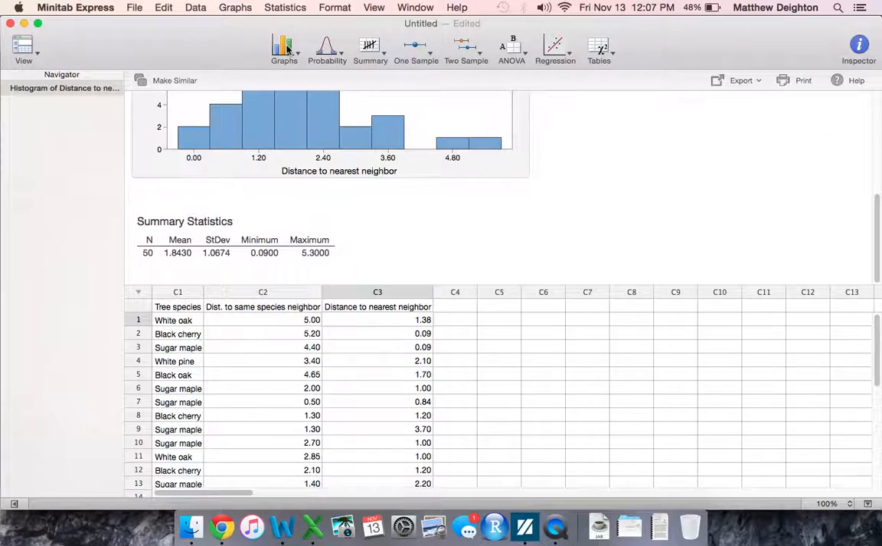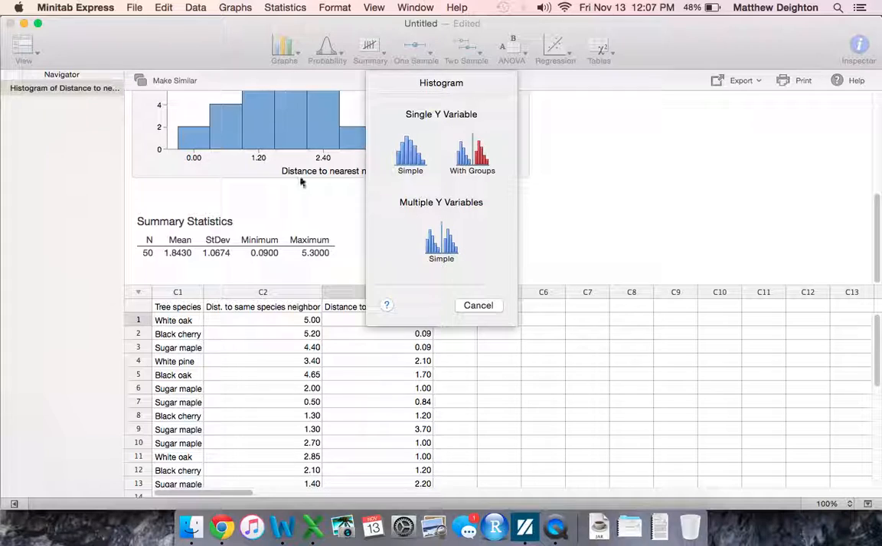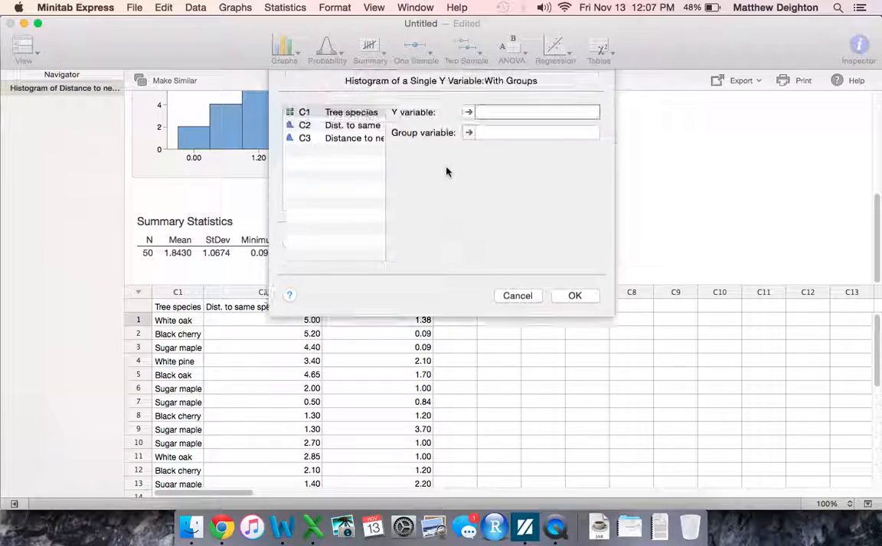So we'll go ahead and go back to graphs and histogram. This time we'll do groups. So you could have different histograms for each of your species, but that would be a little bit convoluted, and Minitab is nice and you can get all histograms in one figure simply by clicking groups. The y variable this time will be the distance to the same species neighbor, because we're interested to see how each one of these species aggregates within the forest as a whole. And then the group variable will be the tree species name.